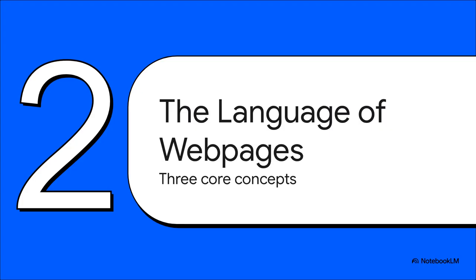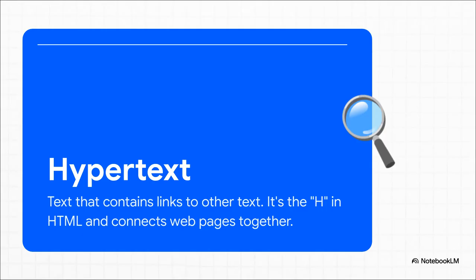Okay, to really get what's happening under the hood, we've got to learn the language. And honestly, it all just boils down to 3 core ideas. If you can get these, you've basically unlocked the secret to how every web page works. First up, hypertext. This is the big one, the absolute heart of it all. It's just text that contains links to other text. Seriously, that's it. Every time you click a link that whisks you away to a new page, you're using hypertext. It's the H in HTML, and it's what turns a pile of separate files into an actual web.